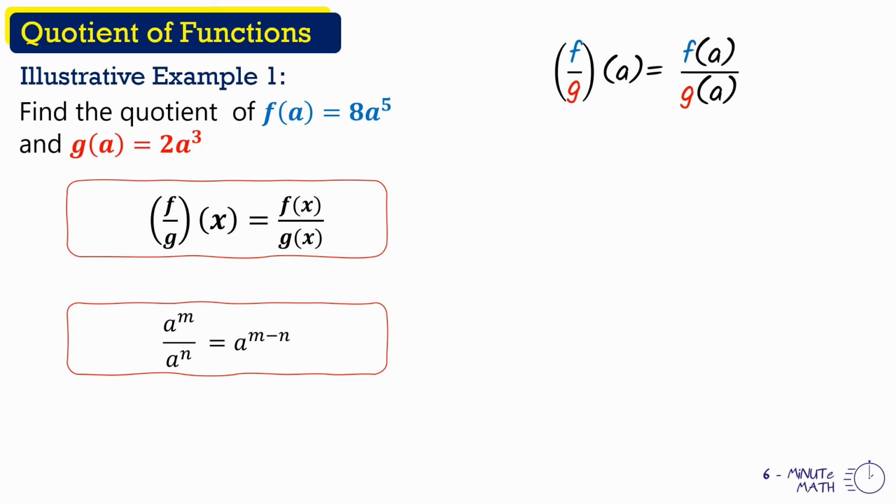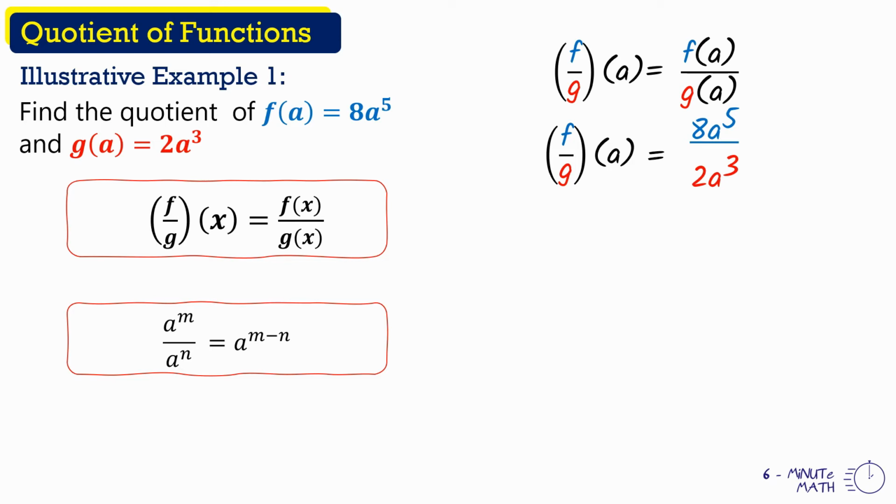So, we have f over g of a is equal to f of a over g of a. What we need to do here is to substitute the value of f of a and then g of a. Our function now will become f over g of a is equal to 8a raised to 5, the value of f of a, divided by 2a cubed, the value of g of a. So, kapag dinivide natin sila, divide muna natin yung numerical coefficient, which is 8 and 2. So, 8 divided by 2, we have 4.